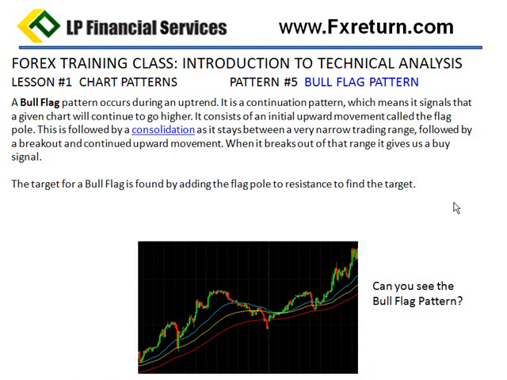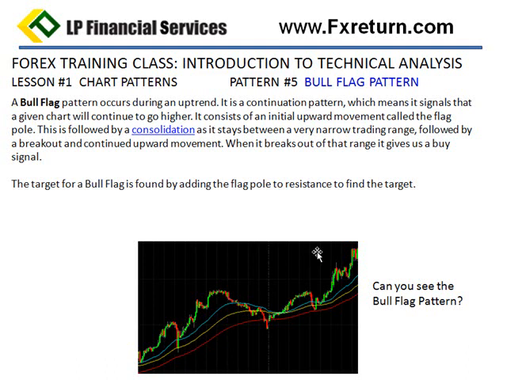In Lesson 1, Chart Patterns, we are now ready to describe pattern number 5, the bull flag pattern. A bull flag pattern occurs during an uptrend. It is a continuation pattern, which means it signals that a given chart will continue to go higher. It consists of an initial upward movement called the flagpole. This is followed by a consolidation, as it stays between a very narrow trading range, followed by a breakout and continued upward movement. When it breaks out of that range, it gives us a buy signal. The target for a bull flag is found by adding the flagpole to resistance to find the target.